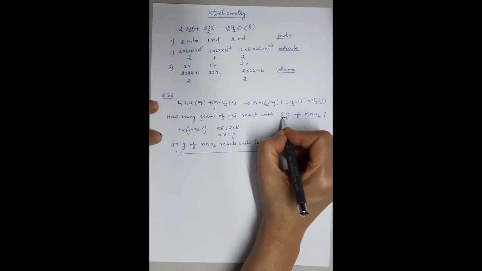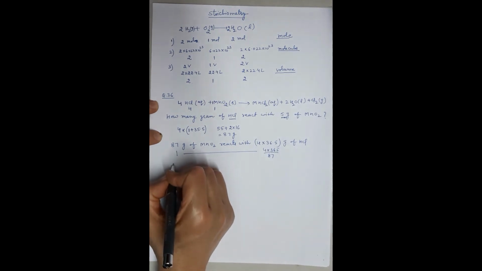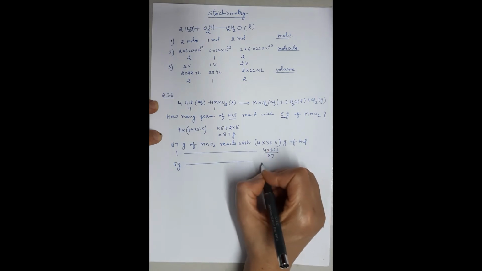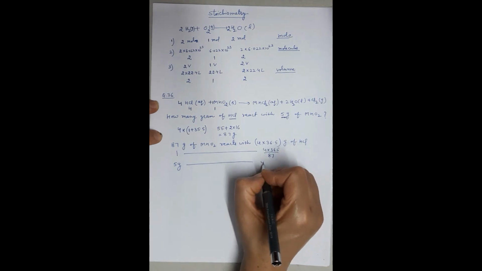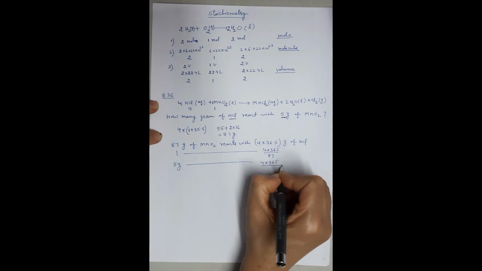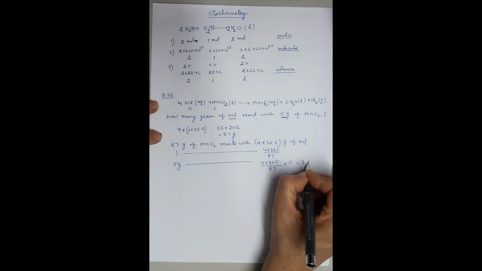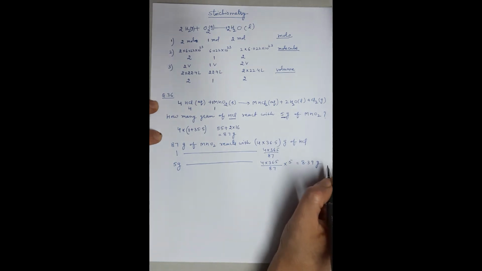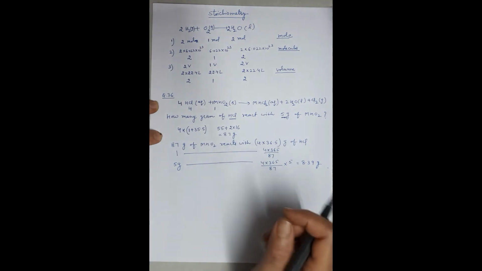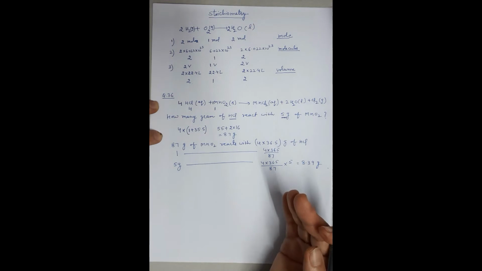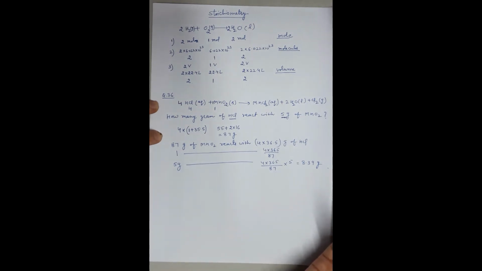And how many grams of manganese dioxide is given to you? It is 5 gram. With 5 gram of manganese dioxide, what amount of HCl will be required? It is 4 into 36.5 divided by 87 into 5. If you calculate, it comes out to be 8.39 grams. So based on stoichiometry, there are a variety of questions in which number of moles, molecules, masses, volumes are involved. You also do practice. I'll also give you more practice at the end of the chapter.